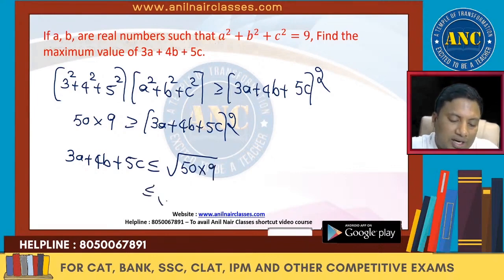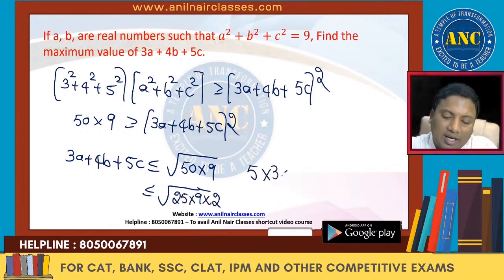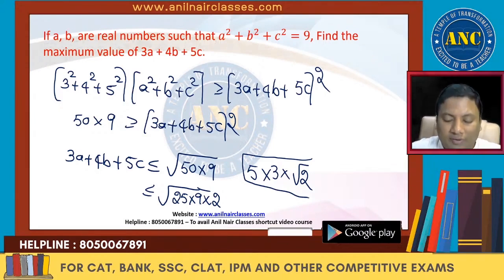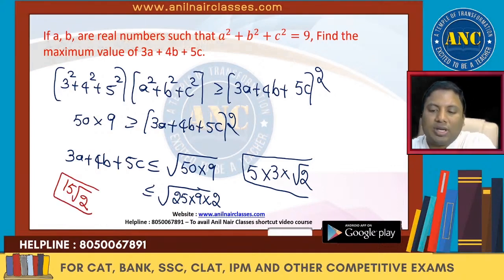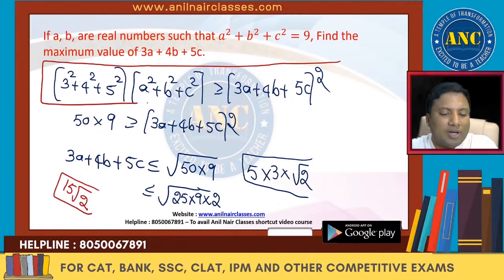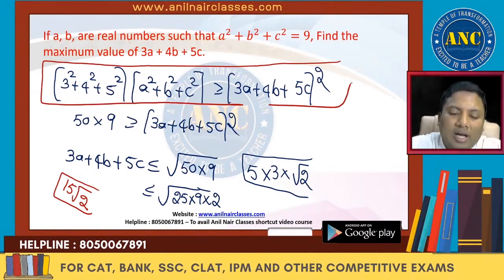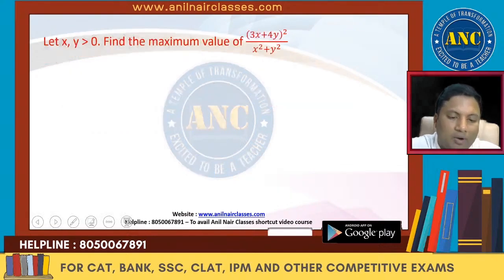50 into 9 is 25 into 9 into 2. Root of 25 is 5, root of 9 is 3, and again it is root 2. So 5 into 3 into root 2. The maximum value of this expression will be 15 root 2. This is the concept that I am using: 3 square plus 4 square plus 5 square into A square plus B square plus C square is always greater than or equal to 3A plus 4B plus 5C whole square. Very famous Cauchy-Schwarz inequality. Second problem, I hope it is clear.